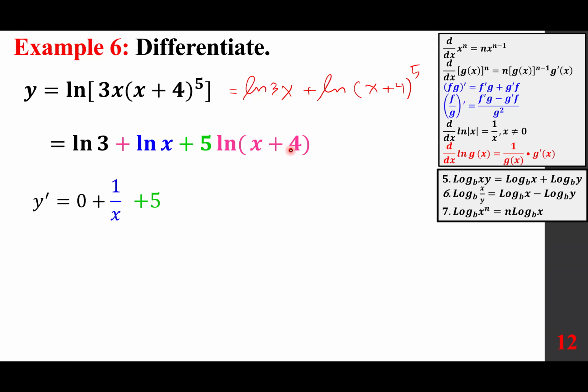And you want to take the derivative of ln of g of x, so 1 over g of x, or 1 over x plus 4, times its derivative g prime, which happens to be 1. So what we are dealing with is 1 over x plus 5 over x plus 4. And we want to add these two. We take the LCD, which is x times (x plus 4).